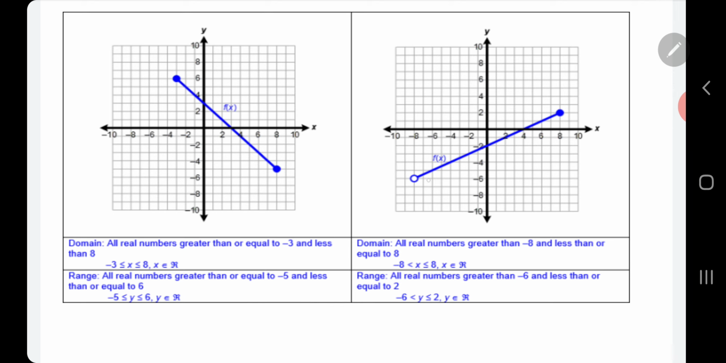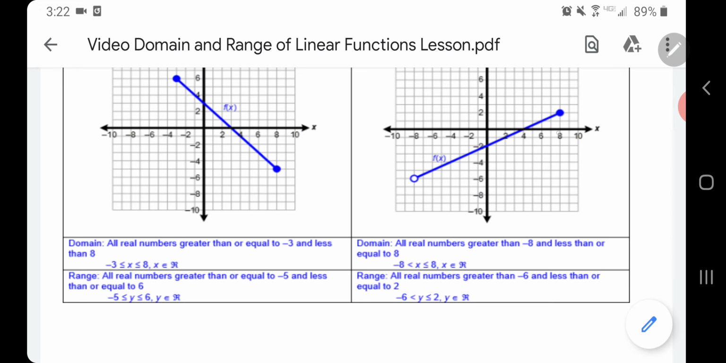All right, looking at this other guy over here on the right hand side, this function. Once again, trying to find my domain and my range. To find my domain, I'm going to go my furthest left. And I see the furthest left is at this point right here, on the very left hand side, and it goes all the way to -8. And then my furthest right I go is all the way over here to this point, and it's at 8. So we're between -8 and 8.